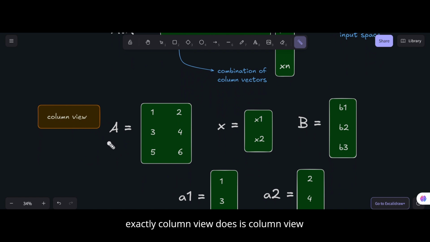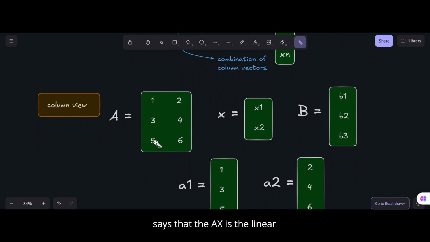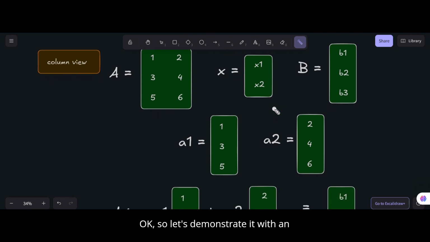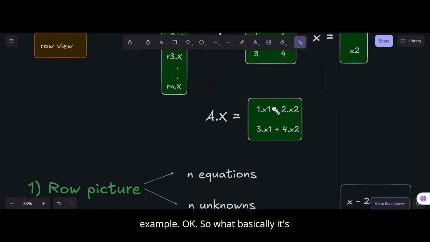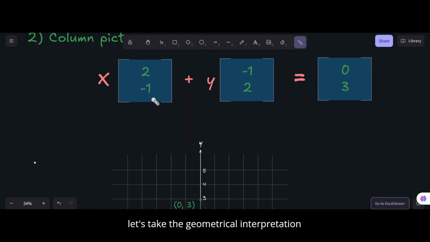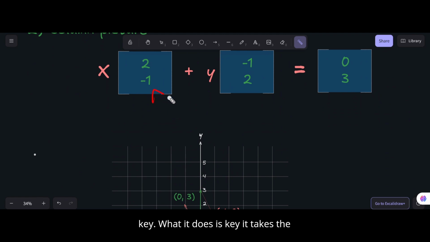What exactly column view says is that AX is the linear combination of the columns of A with the components of X as its weights. Okay, so let's demonstrate it with an example. Let's take the geometrical interpretation: it takes my matrix, the system of linear equations, and takes the columns and scales them by their respective weights.